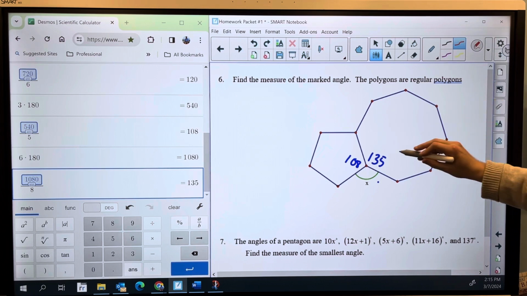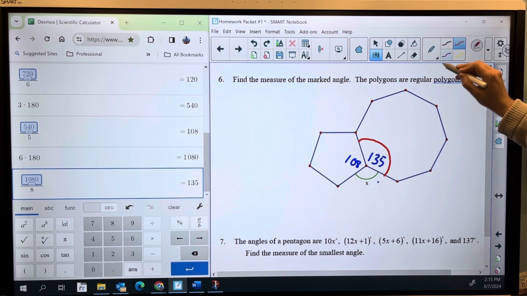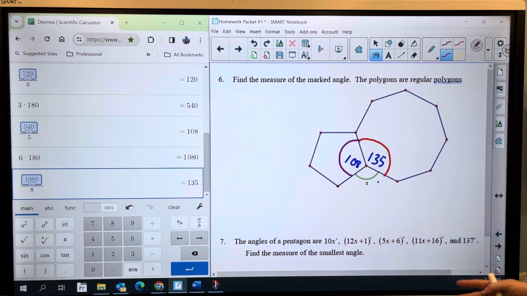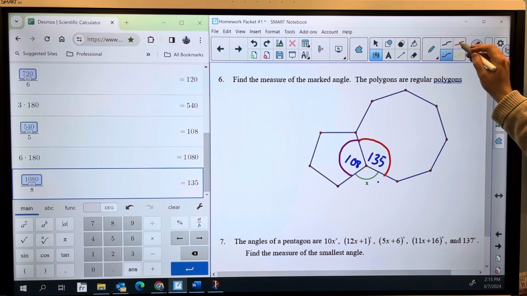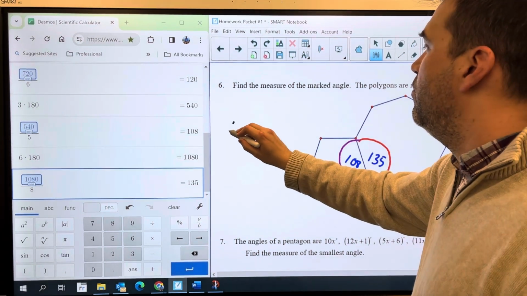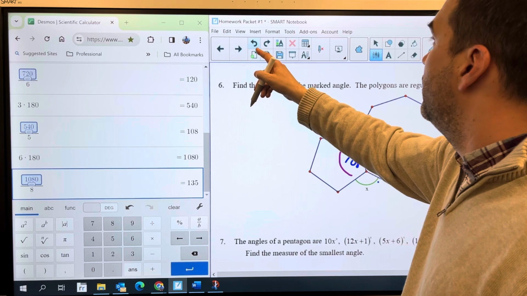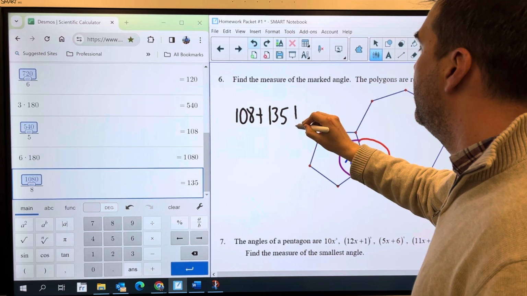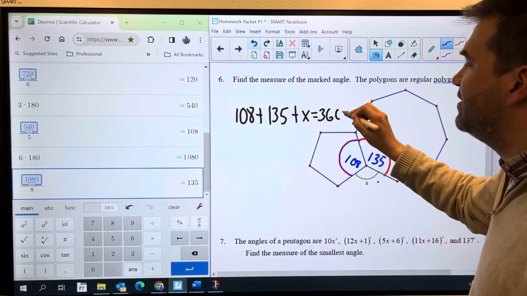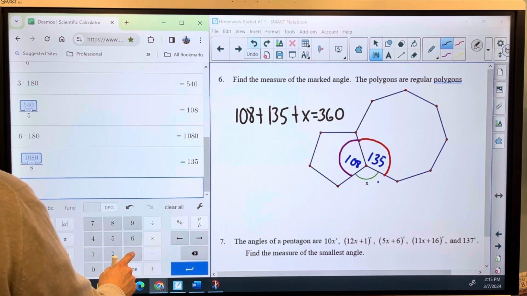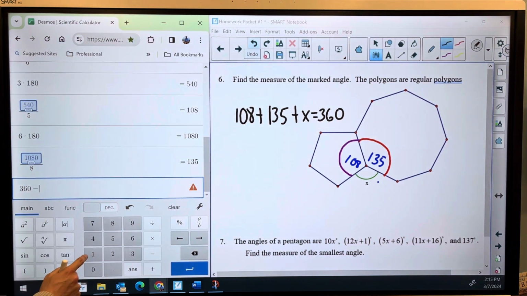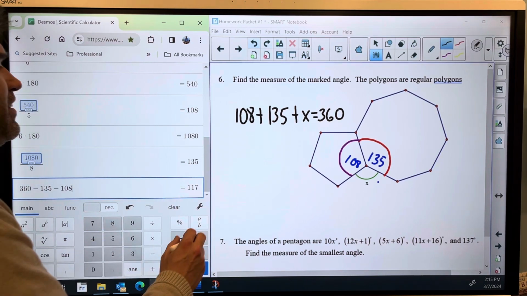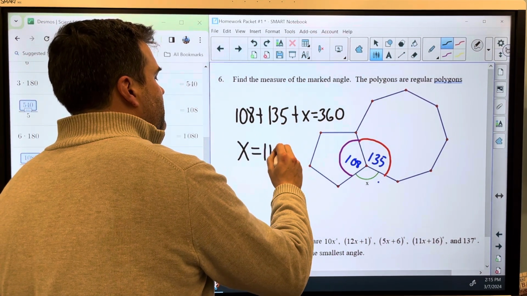If we look at specifically these 3 angles, 1, 2, and then our unknown 3, those should be 360 degrees. They make that full circle. And so I know that 108 plus 135 plus x should equal 360. And so I could just take that 360, subtract 135, and also subtract the 108. And that gives me 117. So x equals 117 degrees.